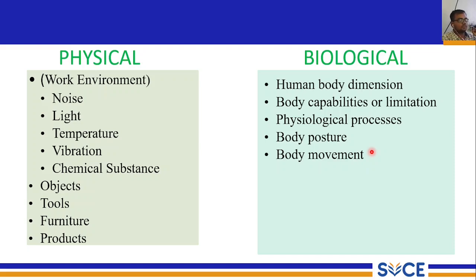And the biological factors include human body dimensions, body capabilities, physiological processes, postures and movement. A good example can be the seats of a train. We all know that the seats of a train depend upon human body dimensions. Most of us would have traveled by train. Even a person with a weight of 120 kgs can lie on a train seat without much discomfort, obviously. But the constraint is that it has been designed taking into consideration the general public. You don't make it in a customized way.